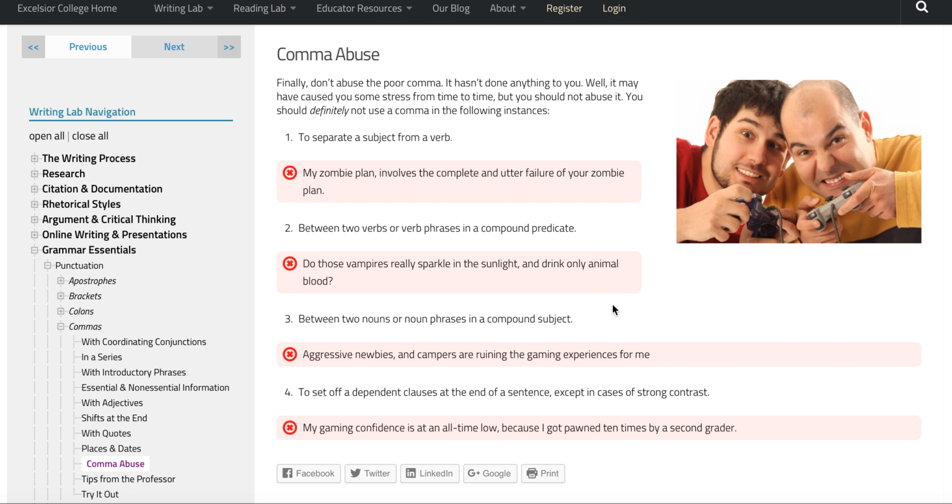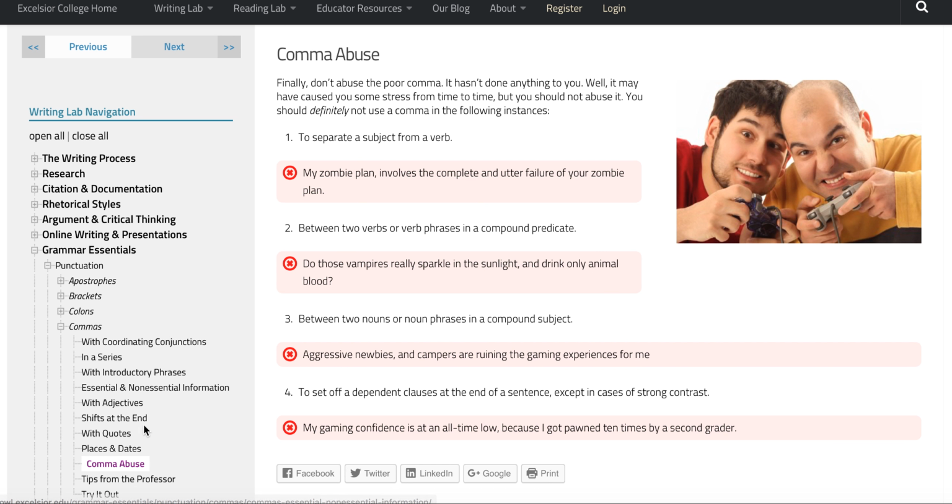And what I would like you to do is then go through your paper and say, why is this comma here? And if you can't find a reason that that comma is there based on these comma rules, then that's something you need to question. Should this comma really be there? Is this comma abuse? Should I pull it out?